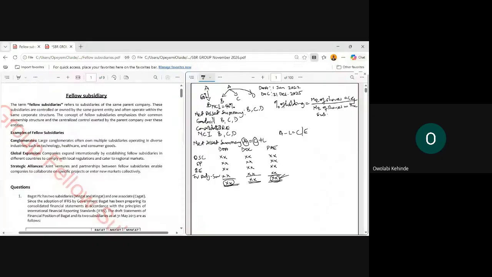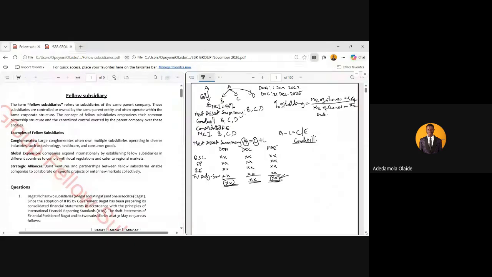Yes. Moving on, I would go to goodwill. In calculating goodwill, we have said it is the excess of purchase consideration over identifiable net assets. So if that is goodwill, then how do we calculate it?